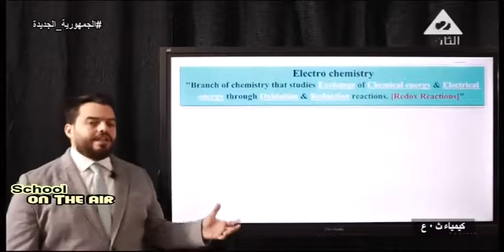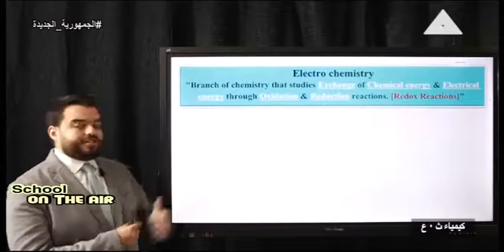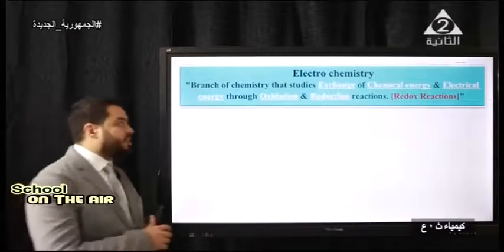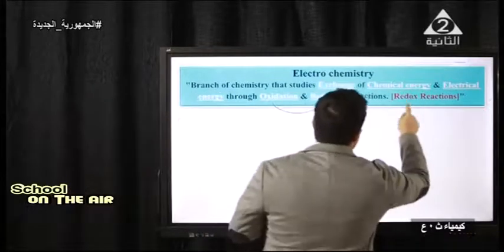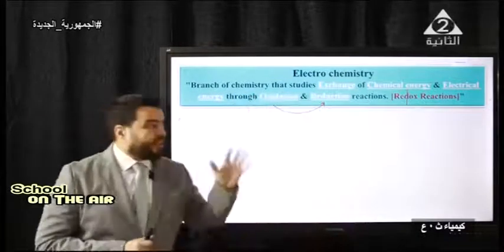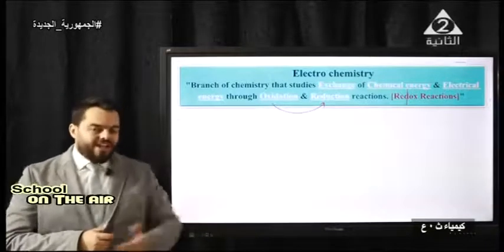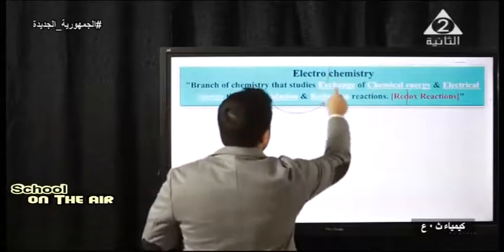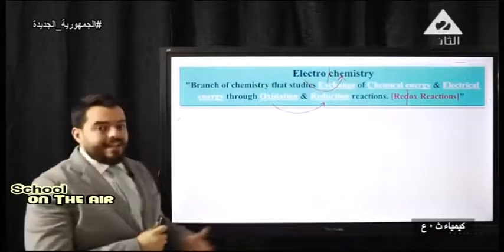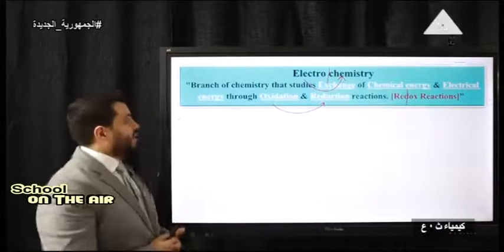What is electrochemistry? Electrochemistry is a branch of chemistry or of science which studies the exchange between chemical energy and electric energy, and that exchange is done through a redox reaction. If you divide the word redox into red and ox, you get reduction reaction and oxidation reaction. From its name, you can change from electric energy to chemical energy, and from chemical energy to electric energy. How does that happen?